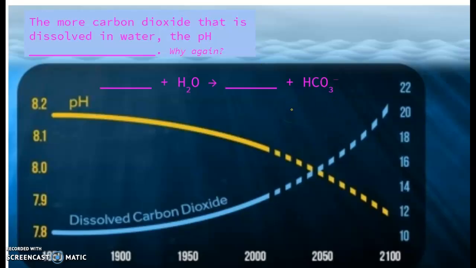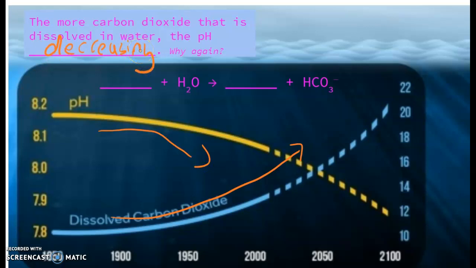So in graph number 3, we see right over here, the more carbon dioxide we dissolve, our pH levels are decreasing. So our pH levels are dropping. So we talked about this already before. Why is that happening? So we know that the carbon dioxide in the atmosphere is going into our ocean water, and that's colliding with water molecules.